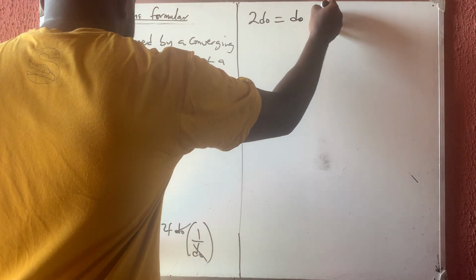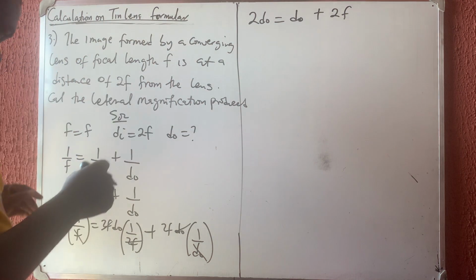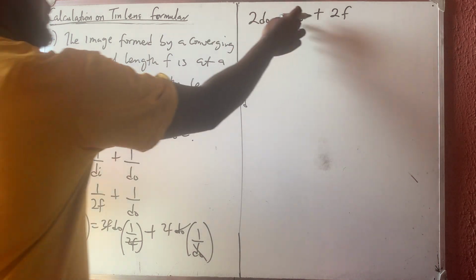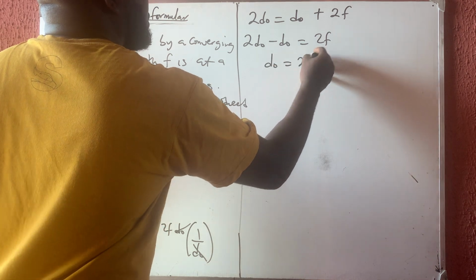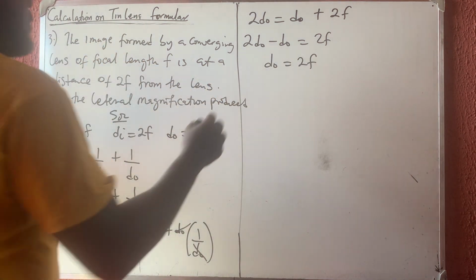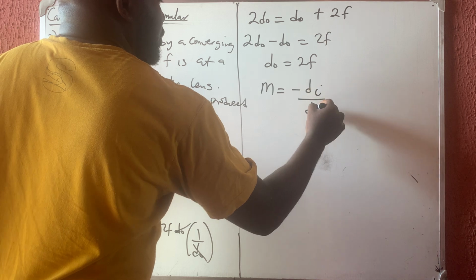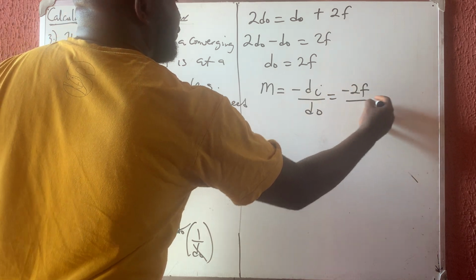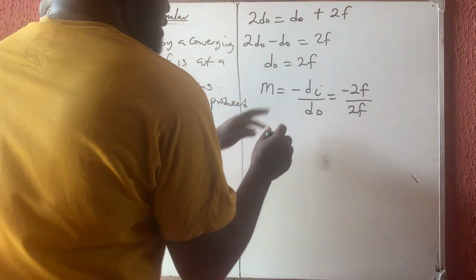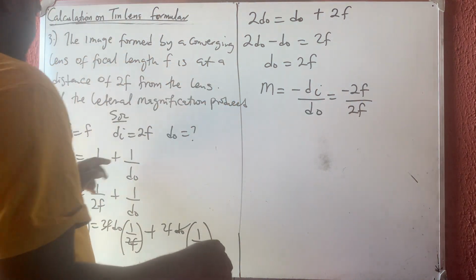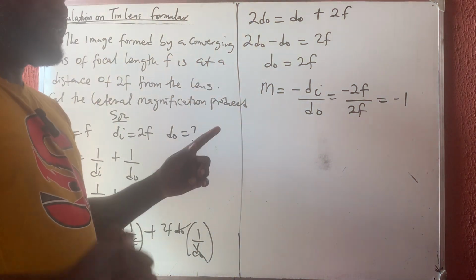DO, plus, I'm left with 2F here. So therefore, this one coming here, 2DO minus DO is equal to 2F. So therefore, my DO is equal to 2F. If my DO is equal to 2F, my magnification is minus DI over DO, which is minus 2F over 2F. This minus is just in the formula. So you put in your DI is 2F and my DO is 2F, which is minus 1. So the magnification is 1, not minus 1. The magnification is 1.